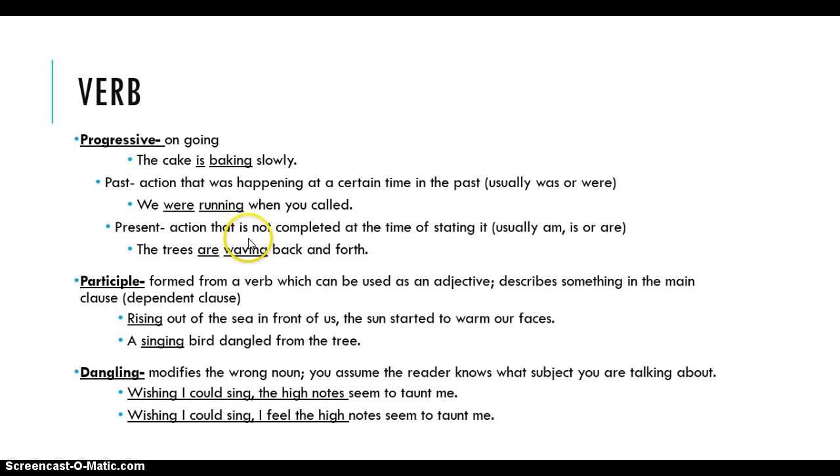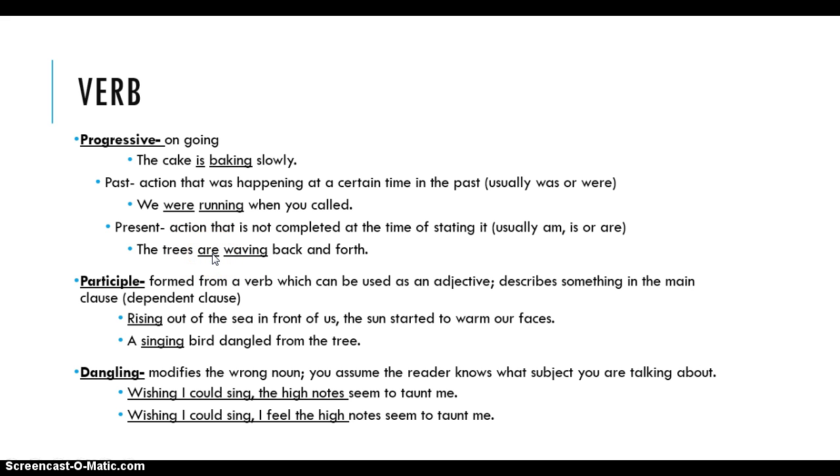Present progressive is an action that's not completed at the time of stating it. So am, is, or are. When you're saying this sentence, the action is still happening. So the trees are waving back and forth. It's still happening while you're saying this exact sentence. They're waving back and forth. And here is your present progressive verb.